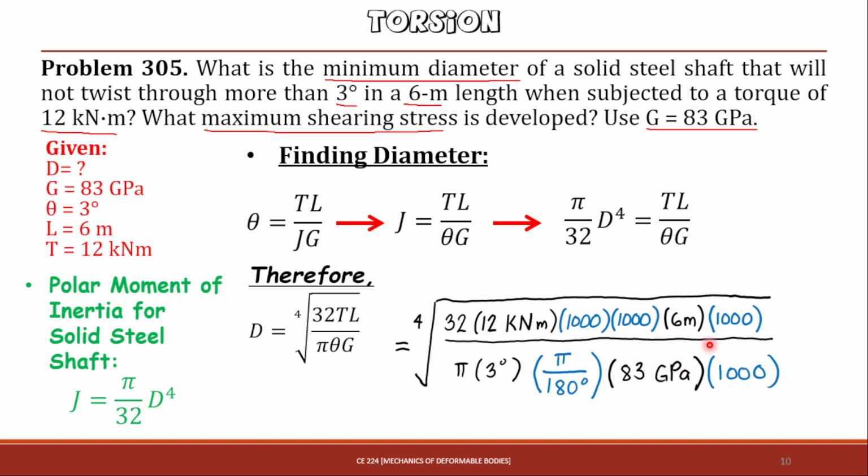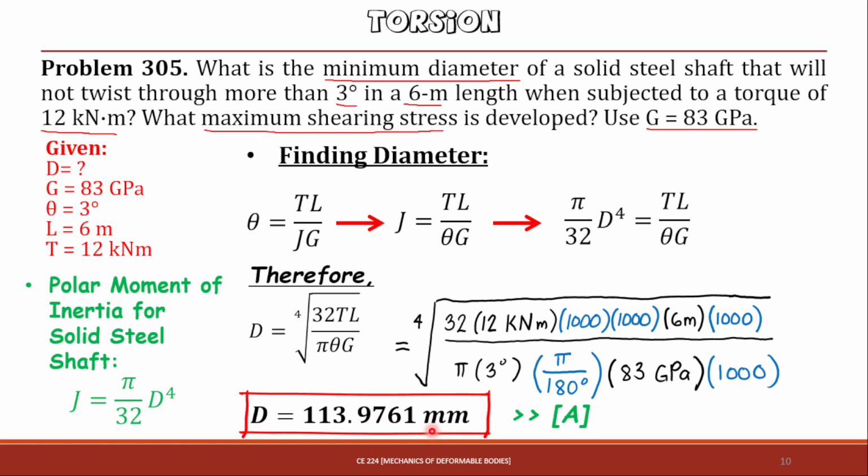So calculating sa calculators natin, we will get the value for the diameter na 113.9761 millimeters. And again, make it your habit na i-store yung values na yan sa calculators ninyo kasi baka kakailanganin ninyo siya later sa mga problems na sinosolve. Okay? So the diameter natin ay 113.9761 millimeters.